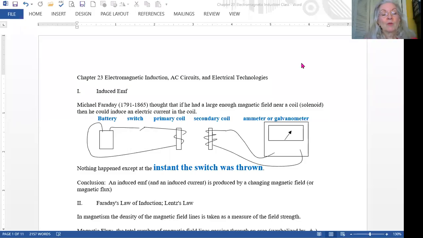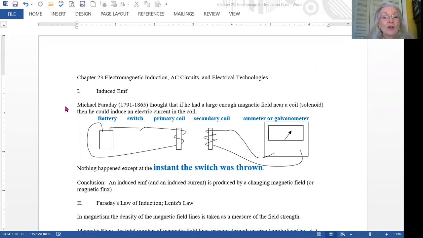Welcome to chapter 23. We're going to talk about electromagnetic induction and transformers and motors and generators, so all kinds of cool things. I'm anticipating that there'll be 3 videos for this chapter, but maybe only 2.